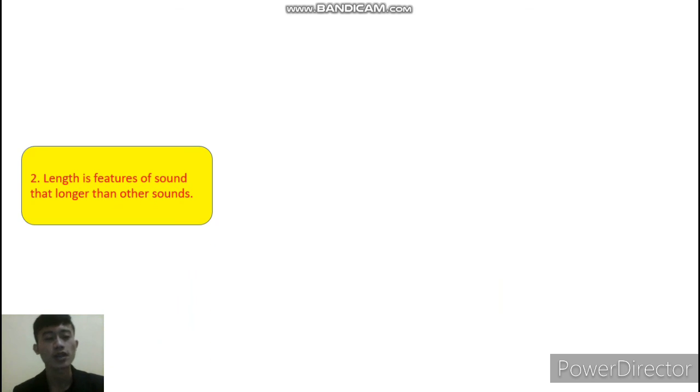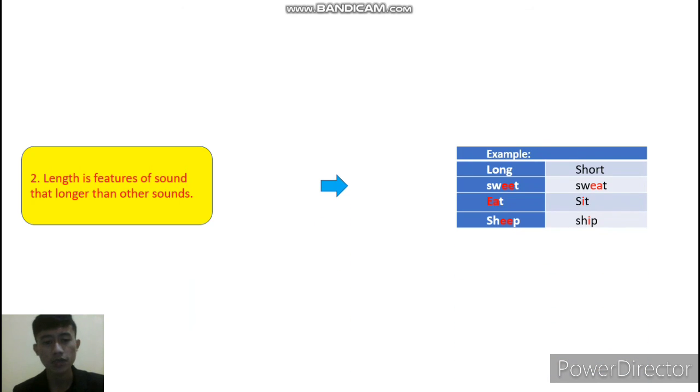Okay, now we move to length. What is length? Length is a feature of sound that is longer than other sounds. Okay, this is the example of length, like sweet and sweat, eat and sit, sheep and ship. Okay, that's all the examples of length.